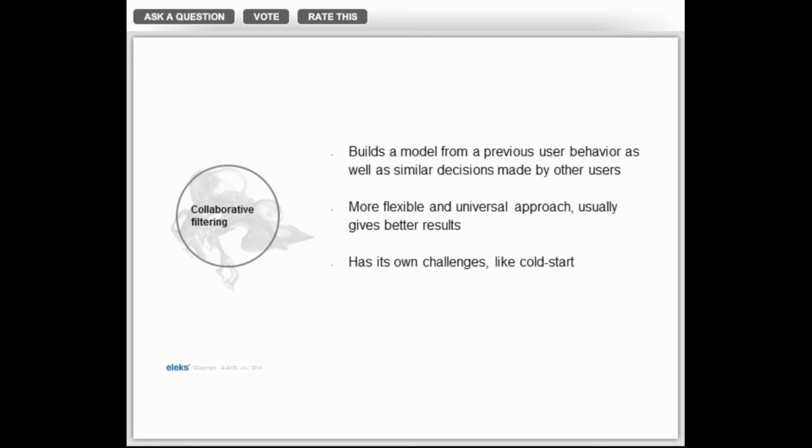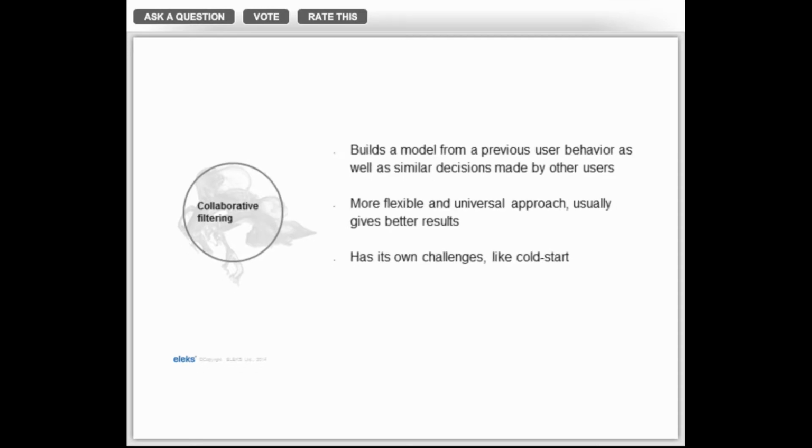The next one, collaborative filtering, builds a model from a previous user's behavior as well as similar decisions made by other users. It's more flexible and has a universal approach, and usually gives better results. It also has its challenges. The best known one is cold start. In the next slide, I will talk a bit more about the cold start problem.